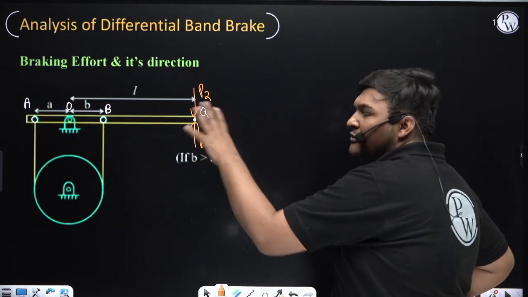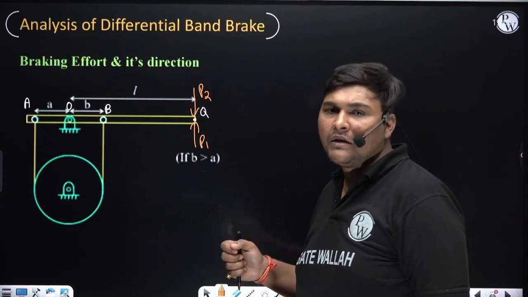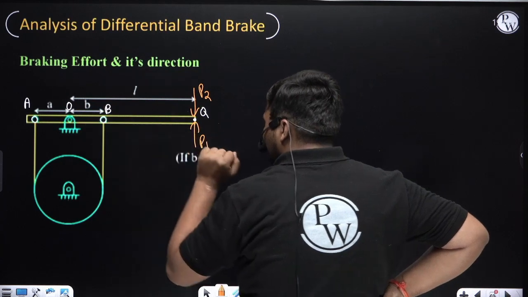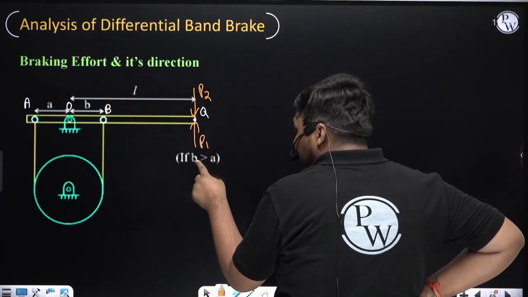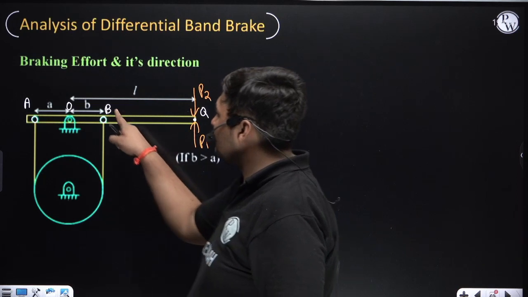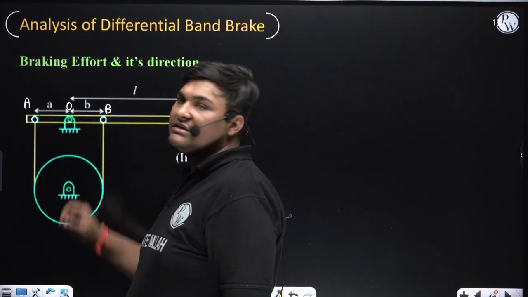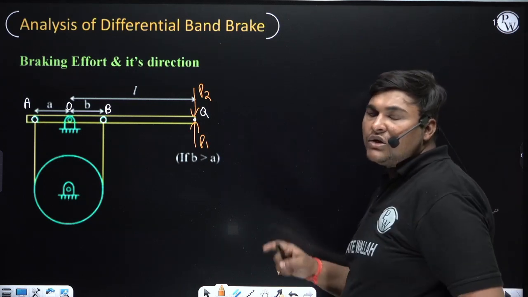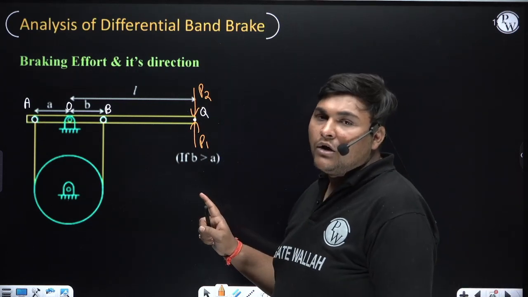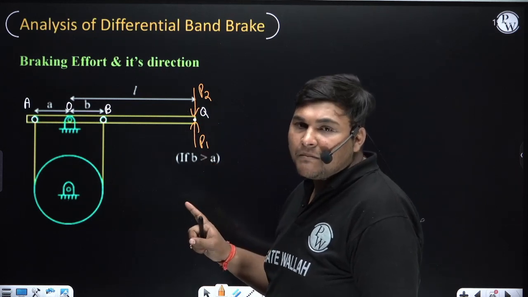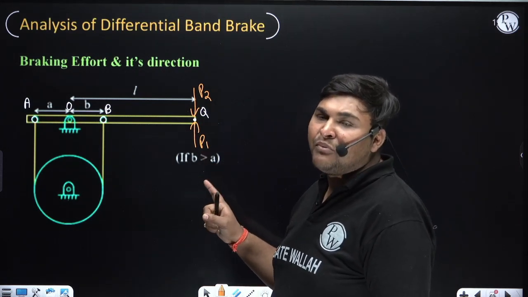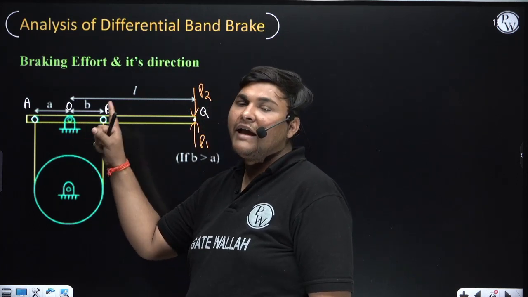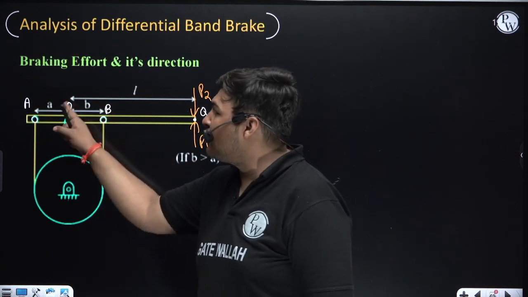If it is a numerical, you can see by looking at the values. But if it is not a numerical, the examiner will mention whether A is more or B is more. Here I have mentioned that B is greater than A, which means this distance is more and this distance is less. Now how to find the direction of braking effort? First focus on that side of the band whose distance from the fulcrum is more. Right now, which side band is at more distance from the fulcrum, the right side or the left side? The right side band distance is more from the fulcrum as compared to the left side band, because B is more than A.